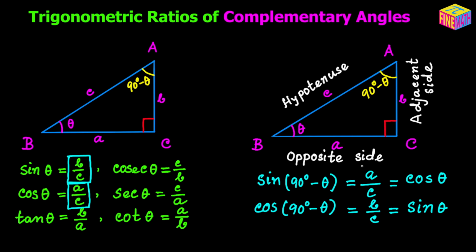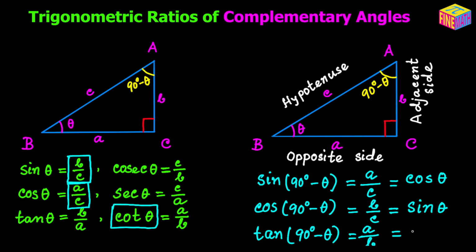So now let's see what would be the value of tan 90 degree minus theta. Well, for tan 90 degree minus theta, it would be opposite side divided by adjacent side. In this case, your opposite side is A and adjacent side would be B. So it is the ratio of A divided by B. And if you look at our original diagram here, A divided by B is actually the ratio that indicates cot theta. So here we can clearly say that this is the same as cot theta. Right? So tan of 90 degree minus theta is equal to cot theta.